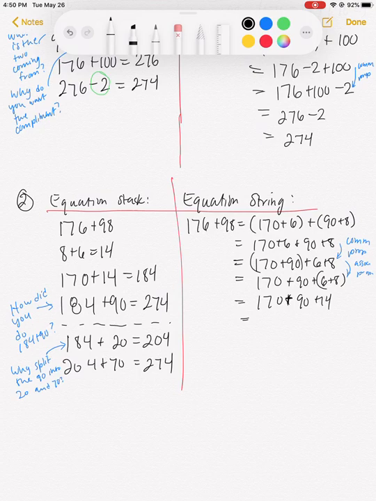The next step, after getting the 8 and the 6 to 14, is that the 14 is added to the 170. So we need to use the commutative property to get the 14 and the 170 together.